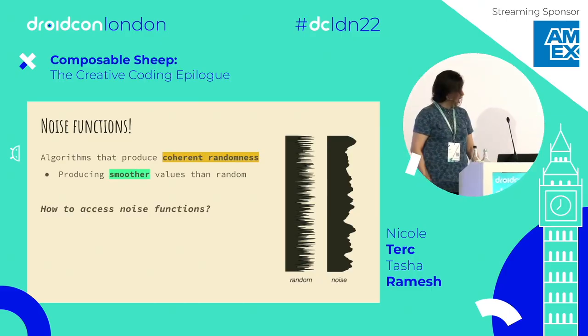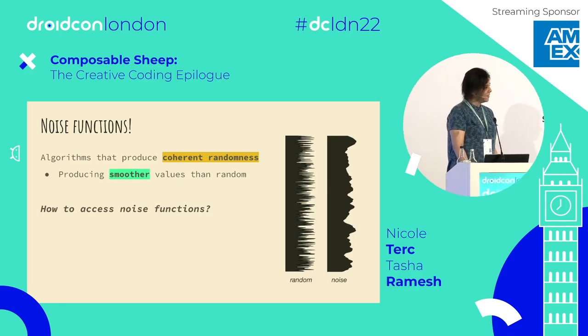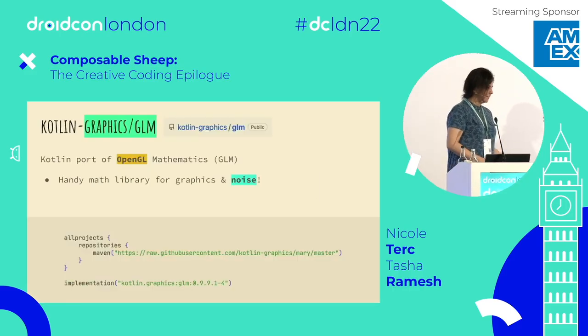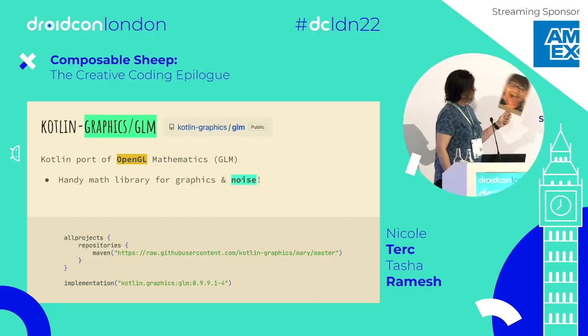Great, but how are we going to be obtaining those noise functions? We haven't talked about them before. Don't worry, we're not going to build them from scratch. That's crazy. There's already a library available for us, which is what we're going to use, and that is the Kotlin Graphics GLM.